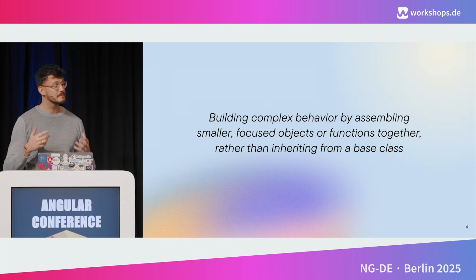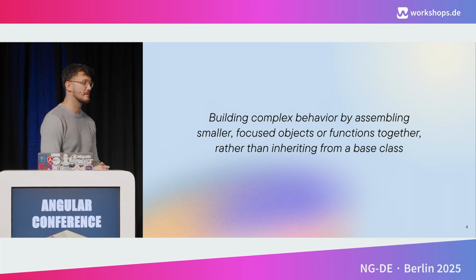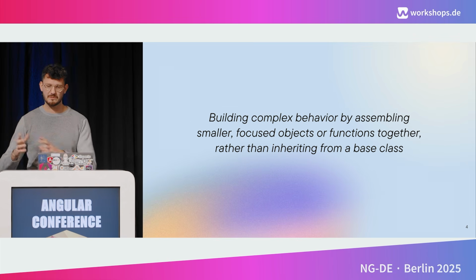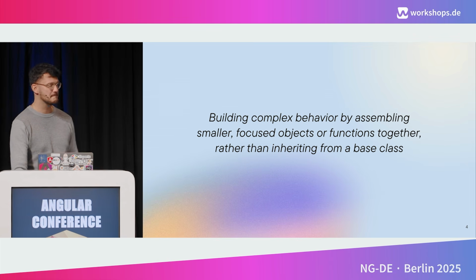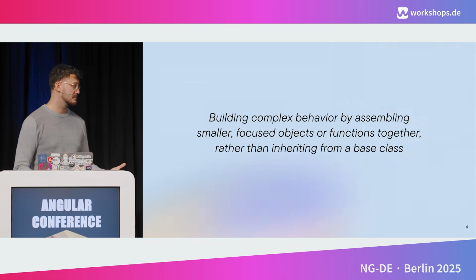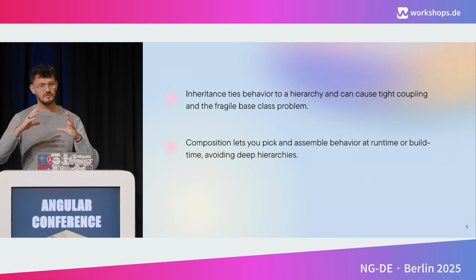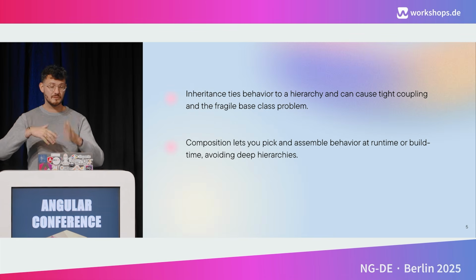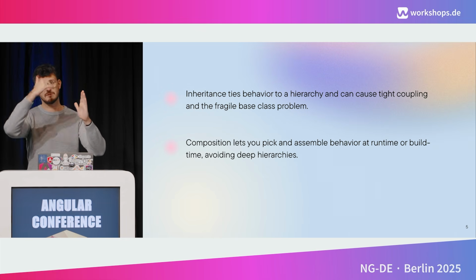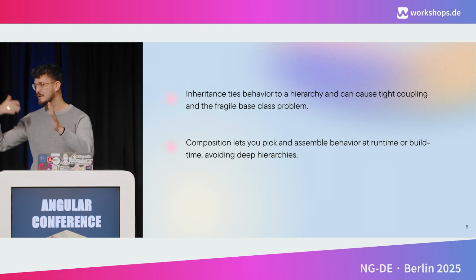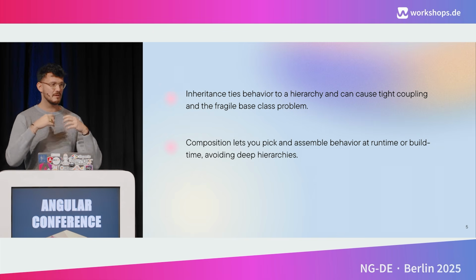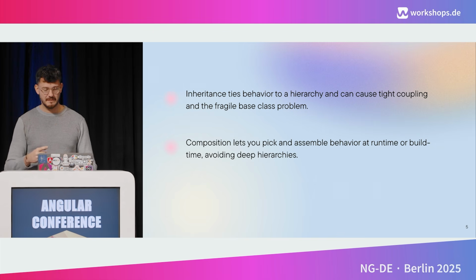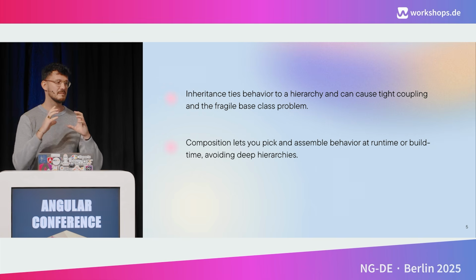The composition pattern is like building complex behavior by assembling smaller focused objects or functions together, rather than using inheritance or extending classes, because they have a lot of problems, to be honest. So just imagine when you want to use inheritance. Maybe you have a class that extends another class, that extends another class, and a lot of things like that. You create a big hierarchy first, and the coupling between the classes is very strong.